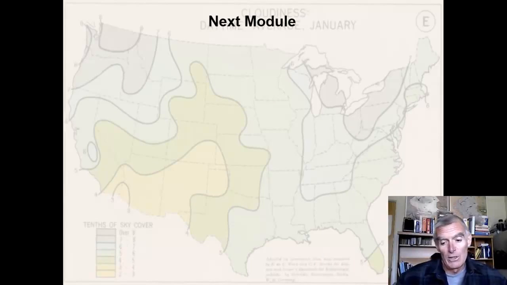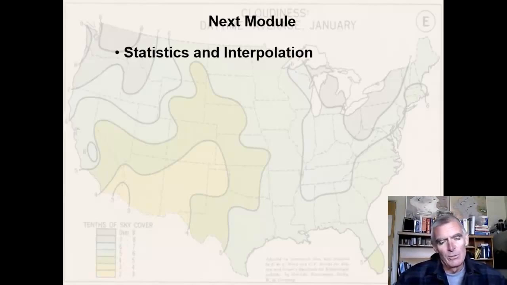Okay, that's the end of the raster model. The next module is going to be about statistics and interpolation. I'll show you a few more things about how interpolation can be done, all the way up to some very complex interpolation techniques, and some of the statistics that you can apply, both a review of basic descriptive statistics that don't have anything to do with spatial relationships, and some spatial statistics that allow you to get more information about data that has a spatial component. So that'll be the next module.